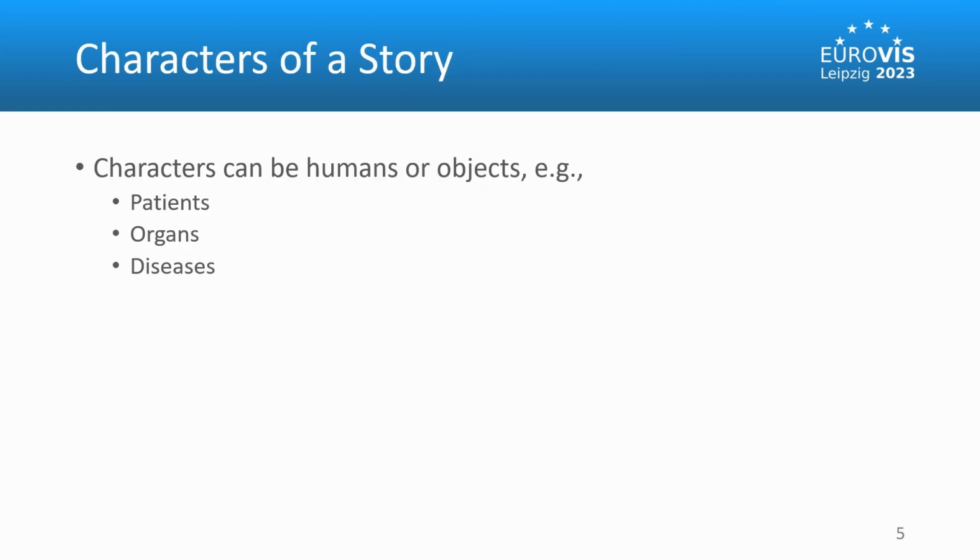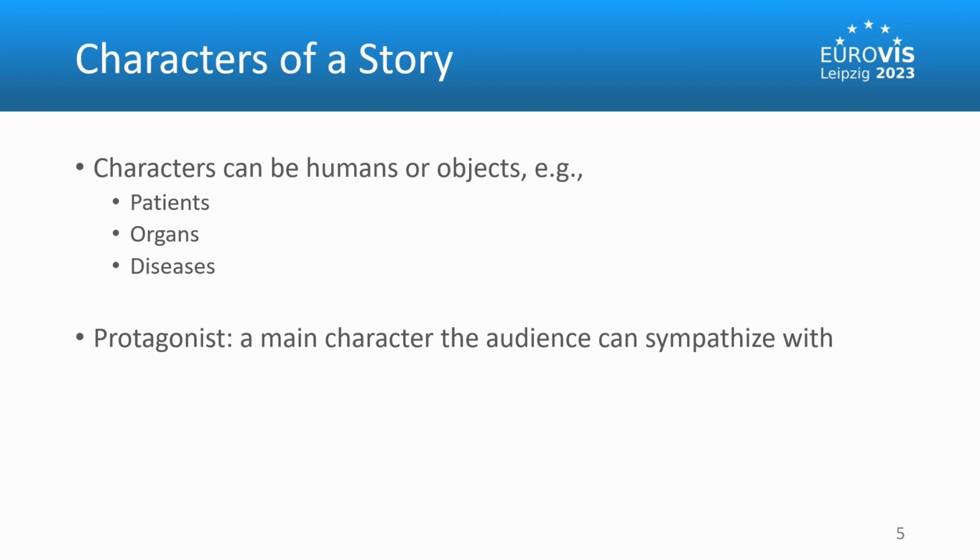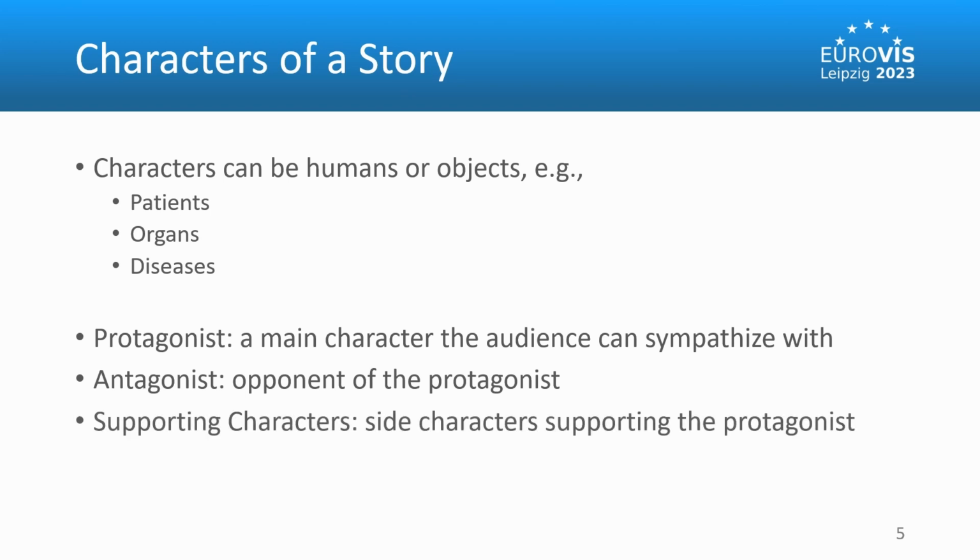Traditional stories, as well as data-driven stories, often contain characters. Characters can be humans or objects, for example patients, organs, or diseases, in the context of disease storytelling. Furthermore, characters can be classified as either protagonists, which are defined as main characters the user can sympathize with, antagonists, which are opponents of the protagonists, or supporting characters, which are side characters that support the protagonist. However, due to the fact that the protagonist needs the audience's sympathy, a disease cannot be described as such.